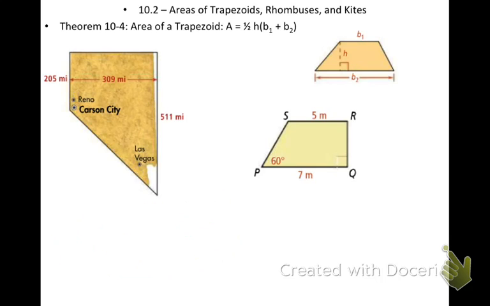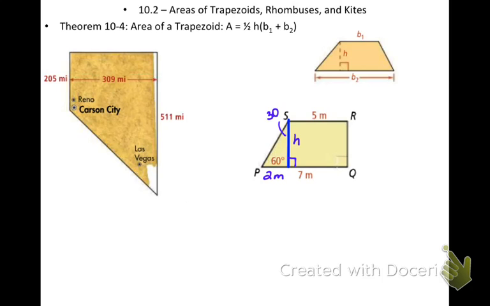This one over here gets a little more complex because they don't give me the height, so I've got to draw my height. Okay, my height is always going to be perpendicular to my bases. And so here I've got a 30, 60, 90 triangle. 30 degrees, 60 degrees, and then here's my right angle. And so to find out what my height is, I can use trig, because I know that since this whole PQ is 7, this is going to be 2 meters right here.